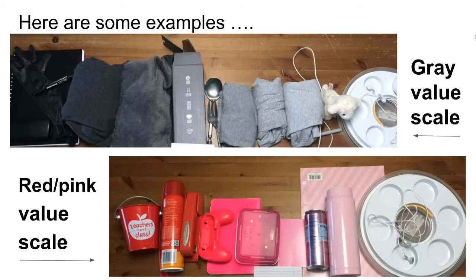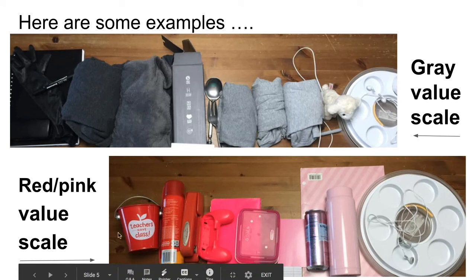Here are some examples. This top one is a gray value scale, and you can see they started with some different black items like a marker and a glove and a notebook, and some darker gray to medium gray. This looks like a shirt, maybe a blanket. They found a box and some silverware. See how these grays change to light to white. This one is a red-pink value scale. We've got red, a little bit lighter red, to darker pink to medium pink to light pink to white.